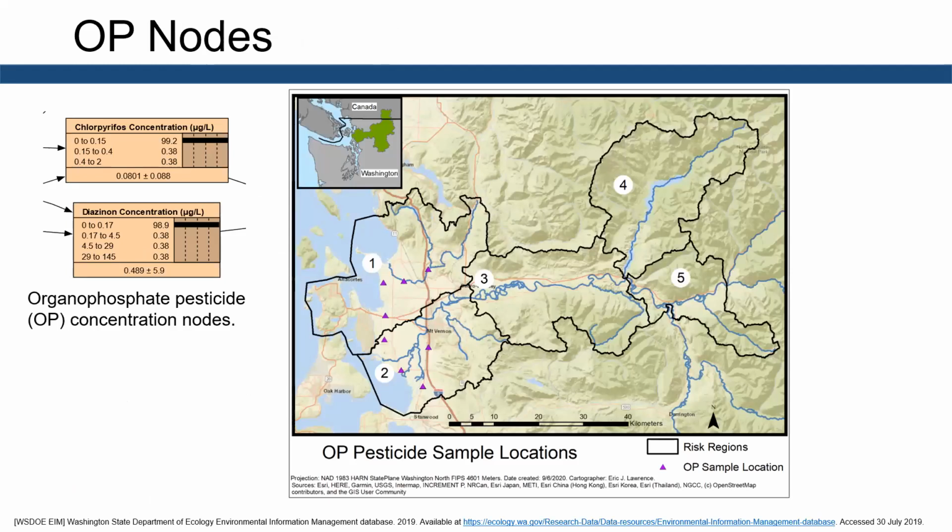So this is the organophosphate pesticides nodes. And this is a map showing where the sample locations were.